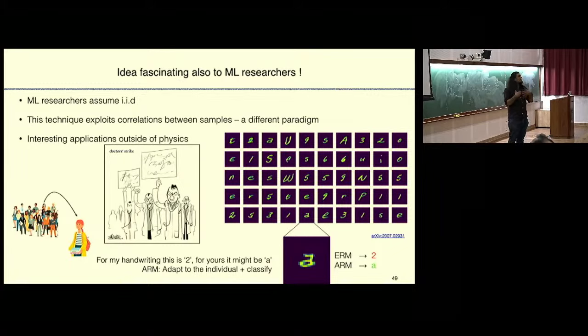Instead, you want to be adaptive. You want to take into account the fact that there's a correlation between each of the letters, as they've been written by the same person. They call this adaptive risk minimization, and it's a machine learning method that managed to improve handwriting recognition by exploiting these correlations. This is a very nice mirror to the kind of uncertainty-aware stuff we were talking about.